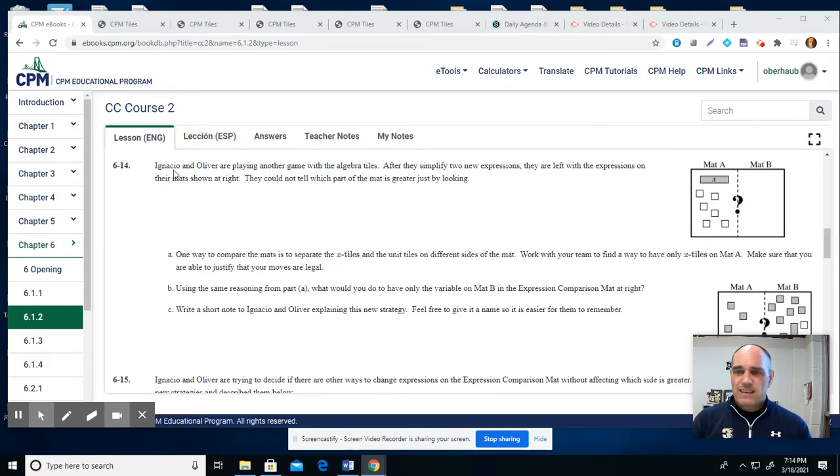Question 14. Ignacio and Oliver are playing another game with the algebra tiles. Boy, they like their games with the algebra tiles, don't they? After they simplify two new expressions, they are left with the expression on their mats as shown at the right. They could not tell which part of the mat is greater by looking. So here they simplified, and this is what they came up with, and they're not sure which side is bigger because they don't know what x is.